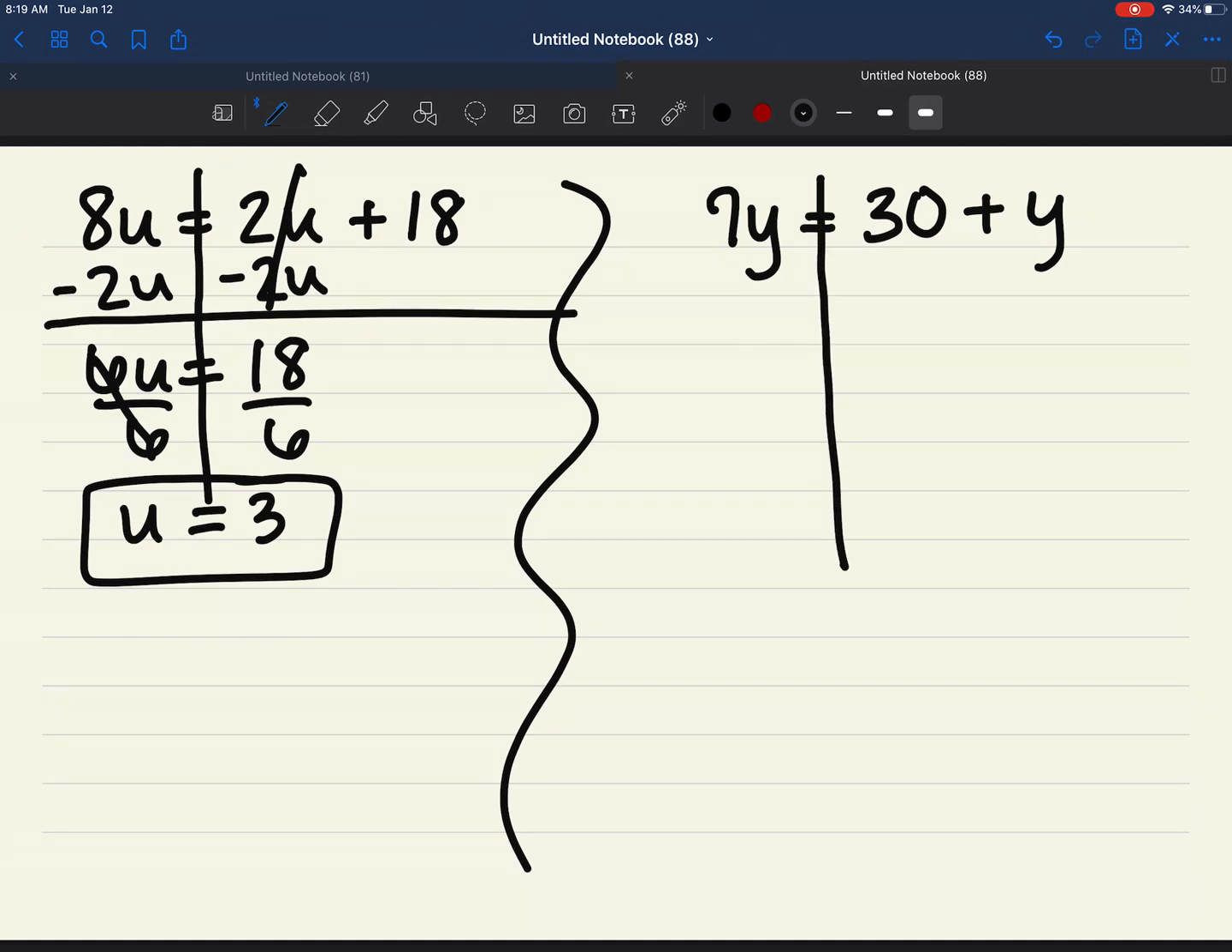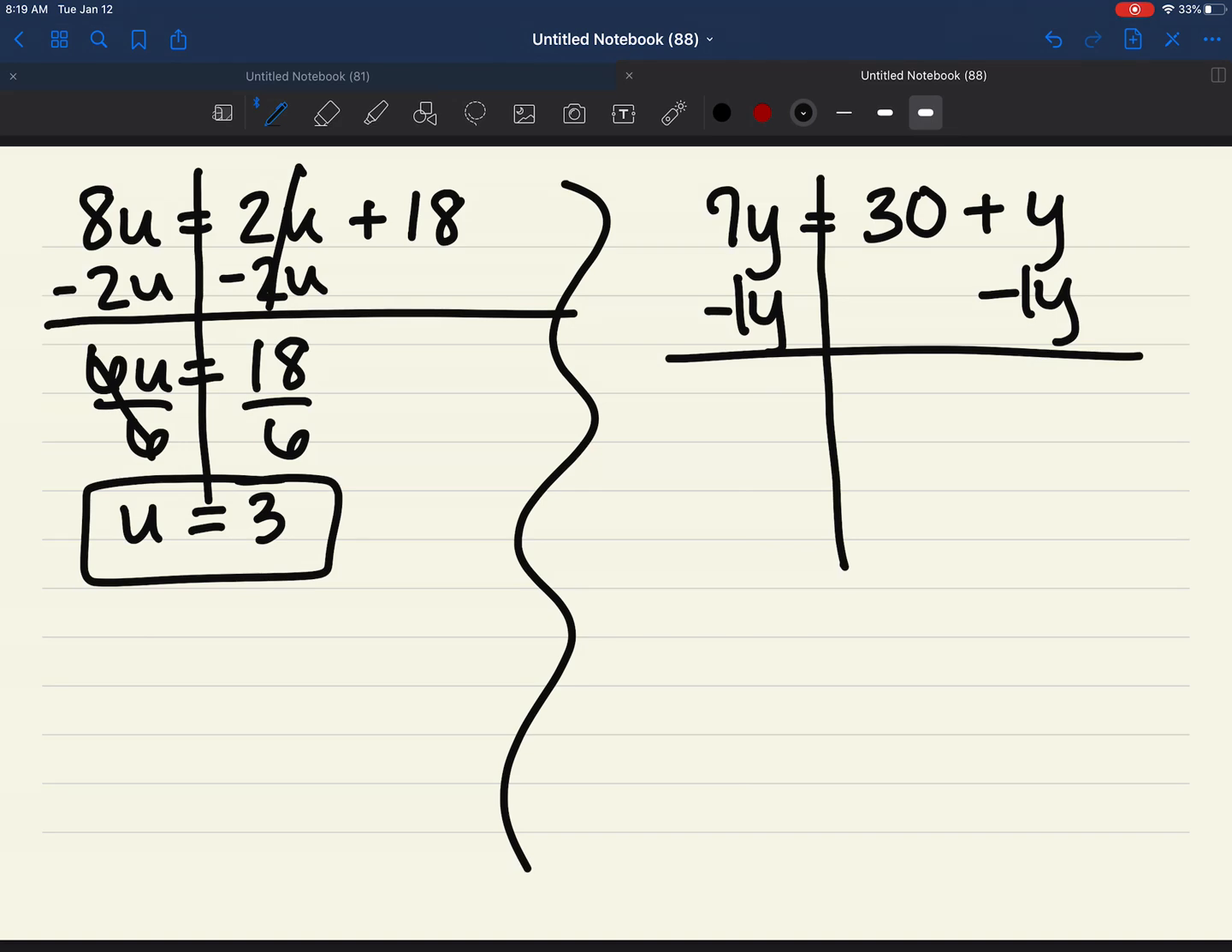Okay, anybody want to try this one? Divide by 1. No, what we just talked about, we want to move all of our variables to the same side. Which side should we put the variables on? The left. Subtract y. Yeah, we're going to subtract y. You can put 1y if you want to.